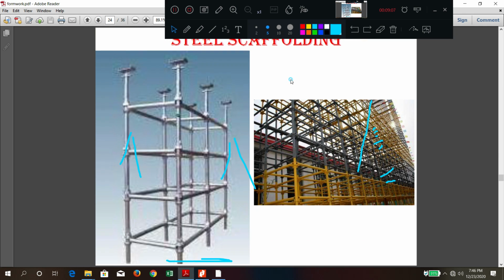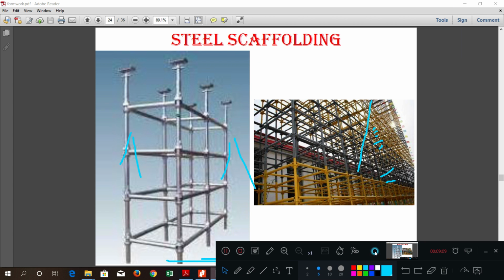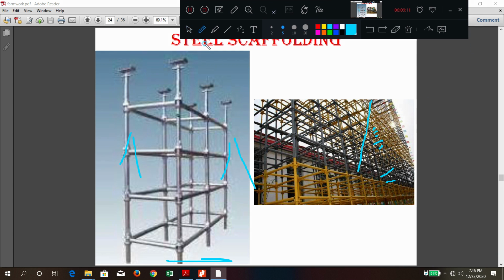Now this is about steel scaffolding. All the members are made up of steel. Here you can see joints are done using couplers. So these are called couplers. The member names will be the same: standards, footlocks, ledgers. Here you are going to provide the wooden platform.